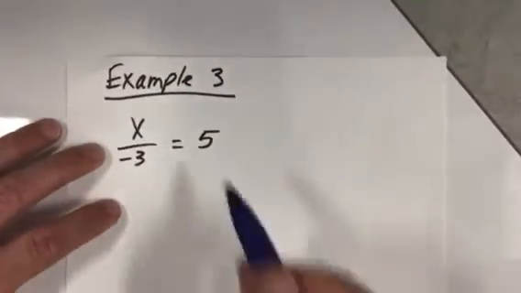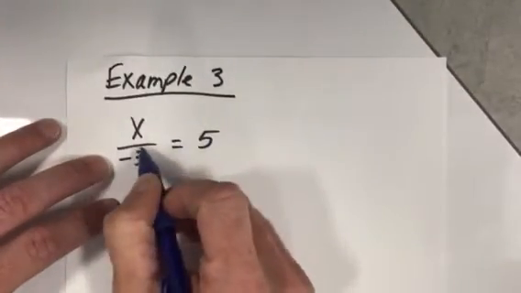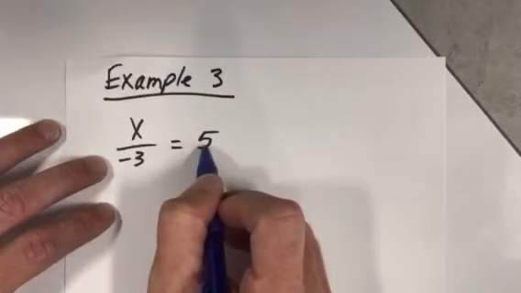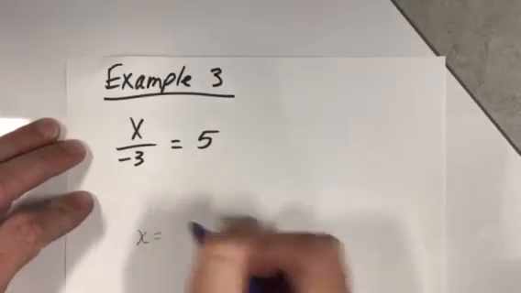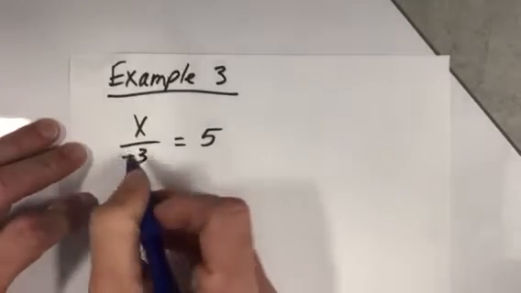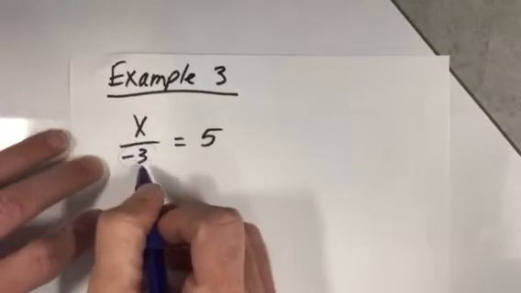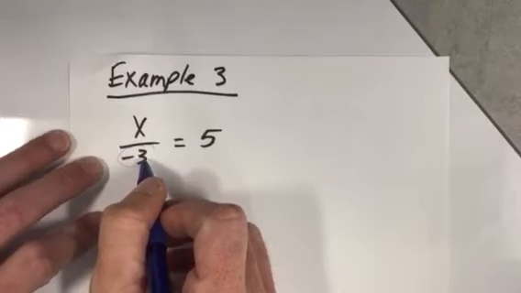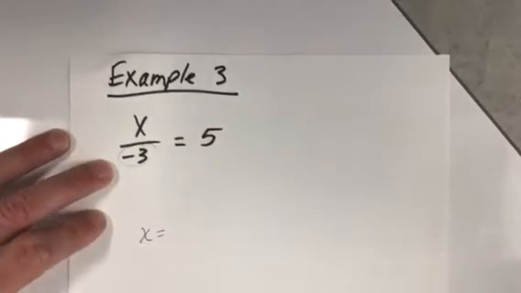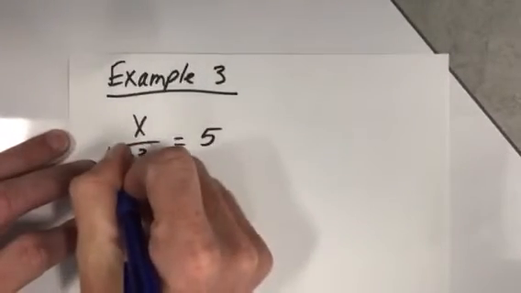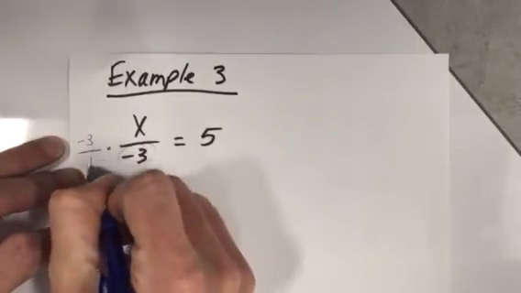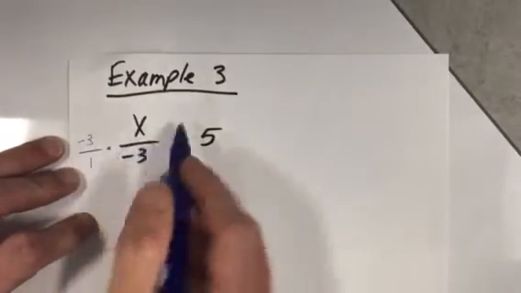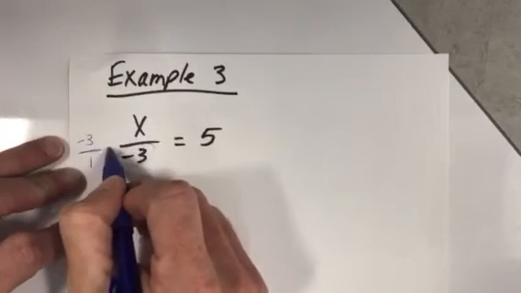Our final example is x over -3, or x divided by -3, is equal to 5. In order to get this by itself, we want our end goal to be x equals. We need to get this -3 to simplify down to 1. We need x over 1. So in order to do that, this is division, we're going to multiply. We're going to have to multiply by a fraction here. We're going to have to multiply by -3 over 1, because when we do this, we multiply our fractions.